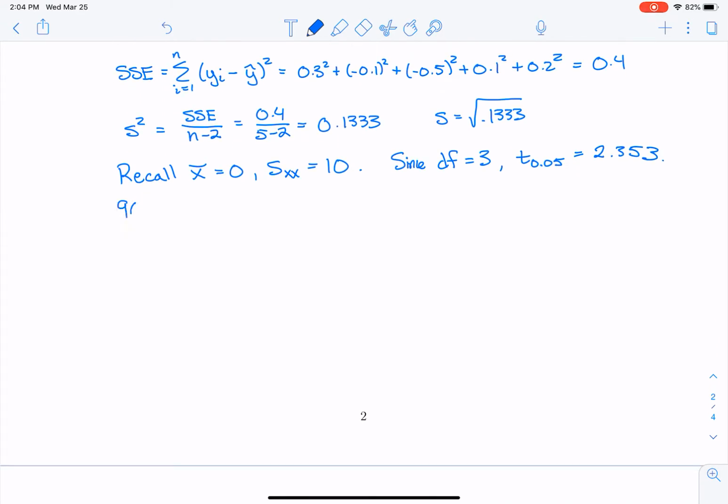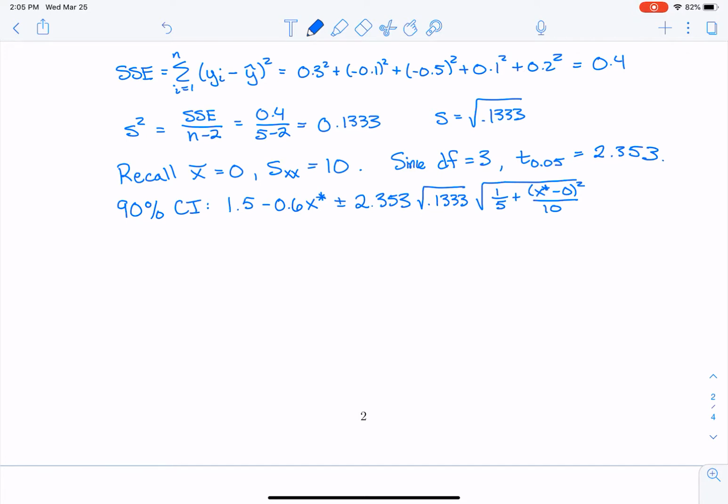So the 90% confidence interval is going to be my line, 1.5 minus 0.6 x star, plus or minus the t value, 2.353, times s, the square root of 0.1333, times the square root of 1 over n, that's 1/5, plus (x star minus x bar, which is 0) squared over 10. So that's going to be our 90% confidence interval.